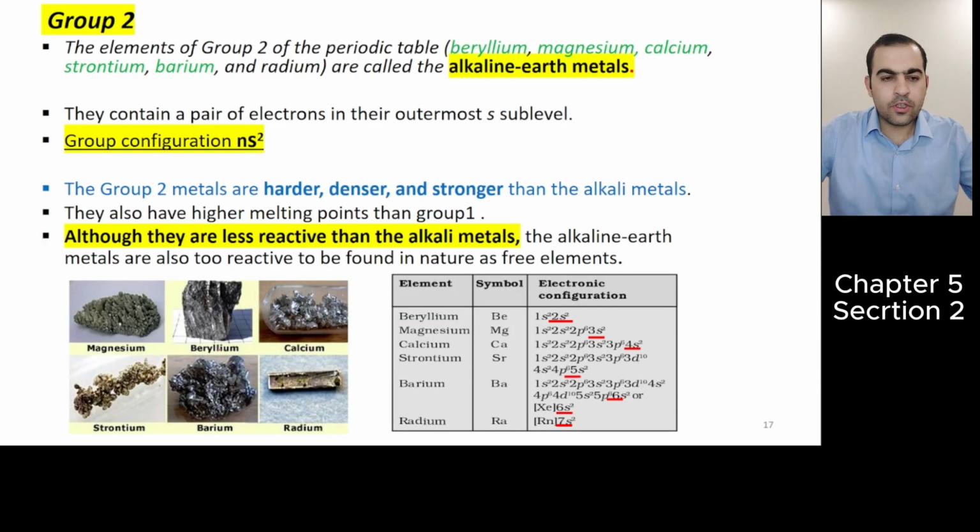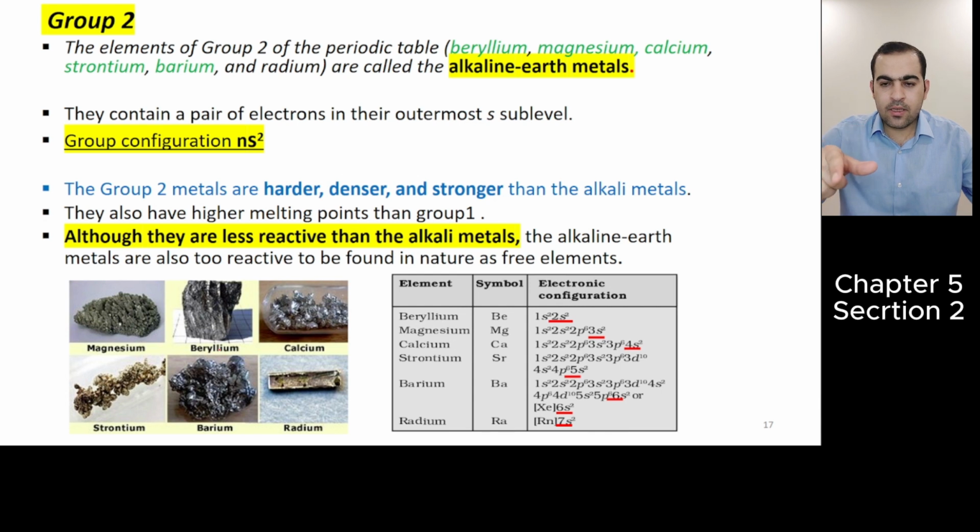Group 2, we talked about group 1. We're going to talk about group 2. They are in the S block. These elements are called S block elements. Group 2: they are beryllium, magnesium, calcium, strontium, barium, radium.